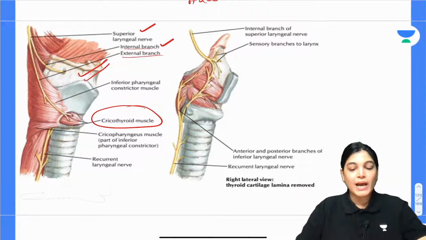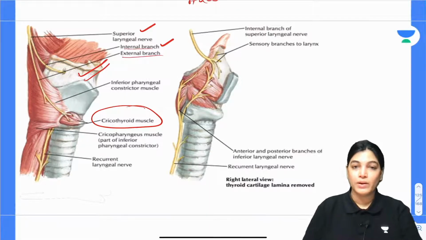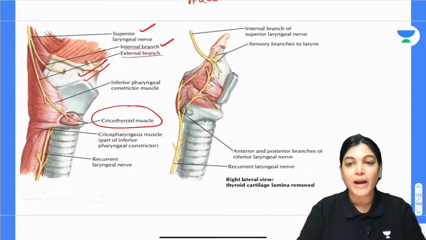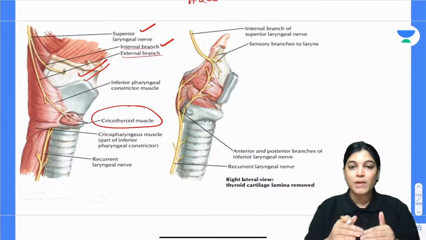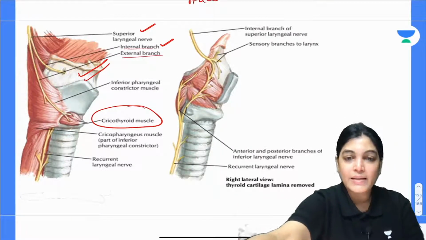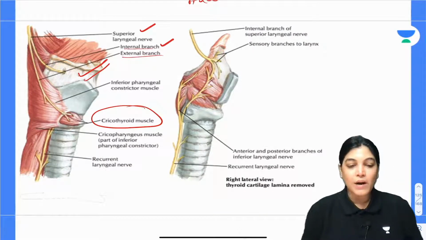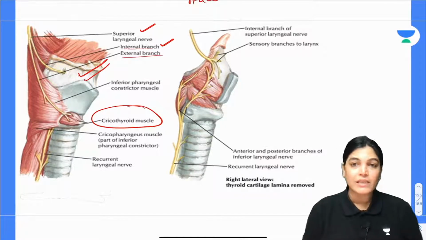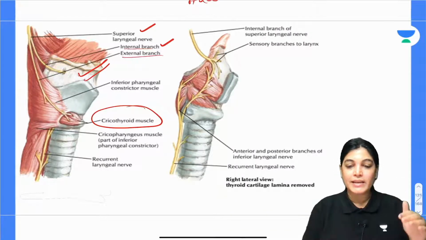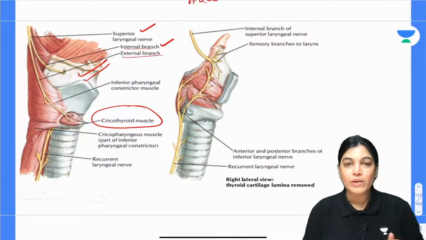Actually, what happens is that there is the vocal fold, and that divides the interior of the larynx into upper and lower parts. The true vocal fold forms a line of demarcation between the upper and lower parts. The mucosa of the upper part gets innervation from the internal laryngeal nerve, and the mucosa of the lower part, the area of the larynx lying below the true vocal fold, gets sensory innervation from the recurrent laryngeal nerve.